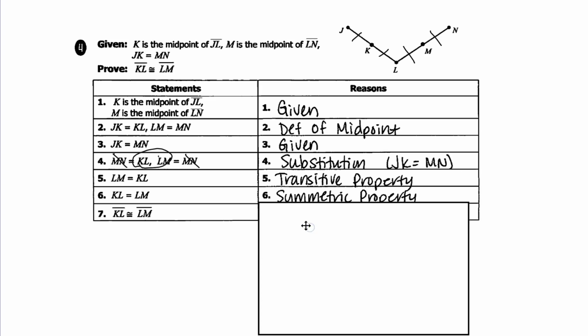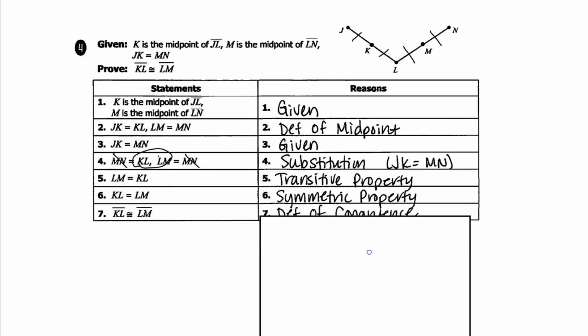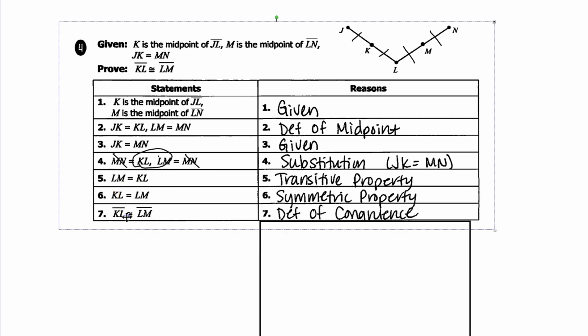Then we have the symmetric property, which just flips them around. And then finally, we have congruence, because all we're doing is changing the sign to congruent. If they're equal, they're congruent in this.